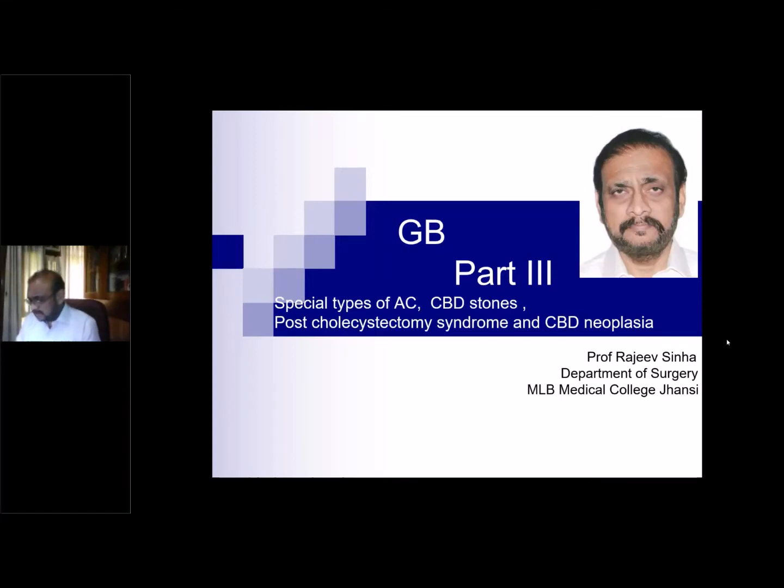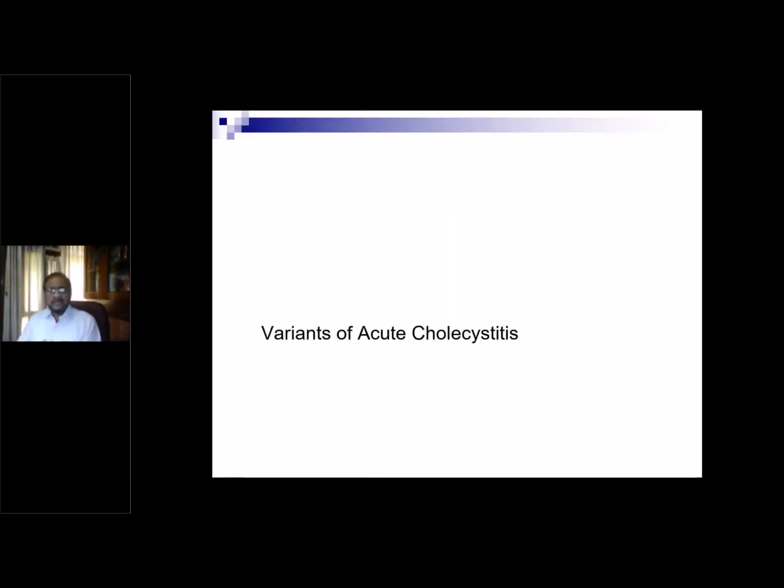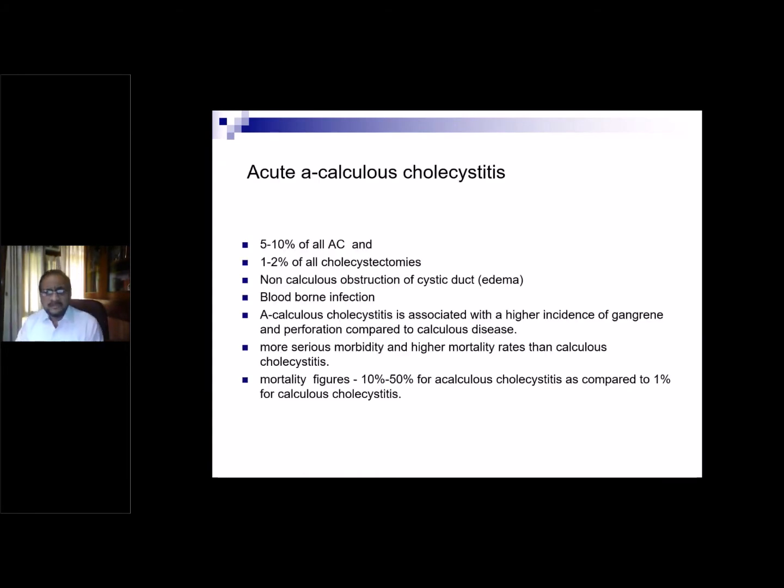Part 3, and we're starting with the special types of acute cholecystitis. Two days back, we talked about acute cholecystitis and its management. Now we'll talk about some variants of acute cholecystitis, and the first variant is acute acalculous cholecystitis, which accounts for 5 to 10% of all acute cholecystitis.